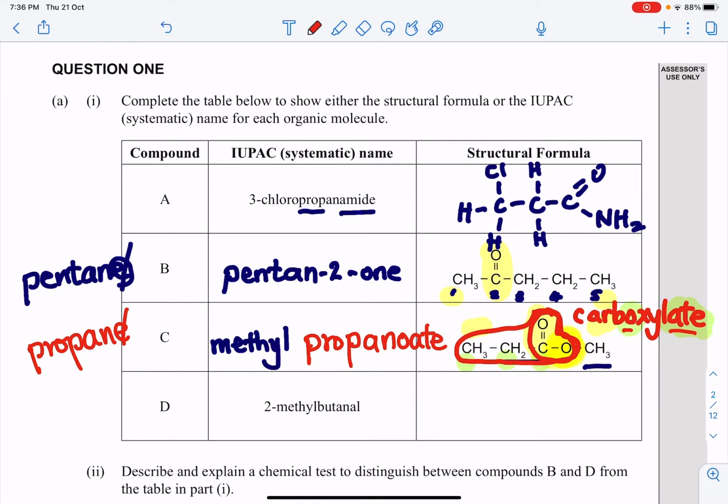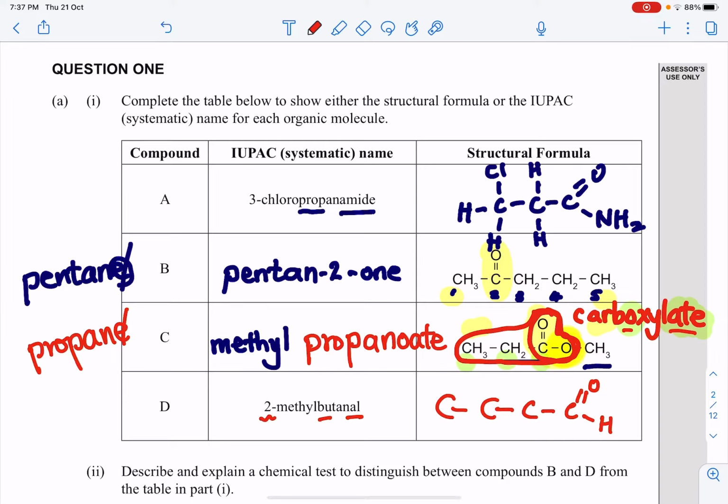Now for compound D, we have the suffix al, which comes from aldehyde. For an aldehyde, by default it is carbon 1 that must have this functional group. Then you look at but, which means 4 carbon, and that means we start by drawing carbon 2, 3, 4. 4 carbon with carbon number 1 with C double bond O.